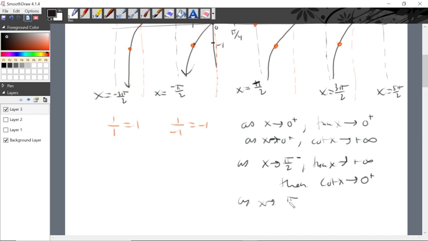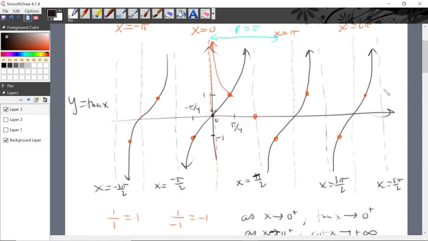As x approaches pi over 2 from above, the tangent of x is approaching negative infinity. Right? We can see from the asymptote here. Okay. Then the reciprocal of a really large negative number, that's the cotangent of x, the reciprocal 1 over a really large negative number would also be a really small but negative number, so approaching 0. So in both cases, the cotangent graph is approaching 0. Okay? The reciprocal of a large positive number is a small positive number, and the reciprocal of a large negative number is a small negative number.